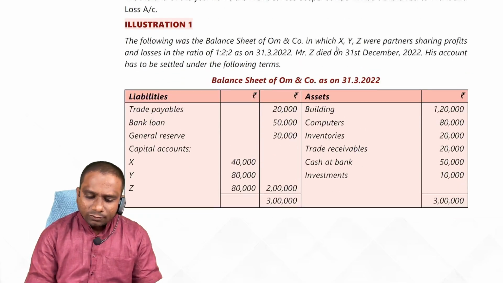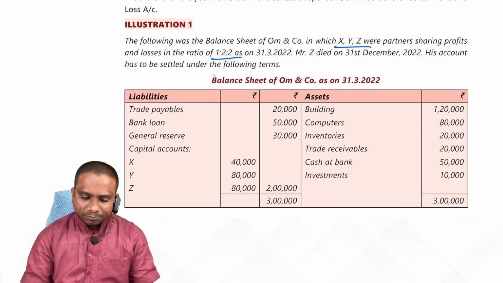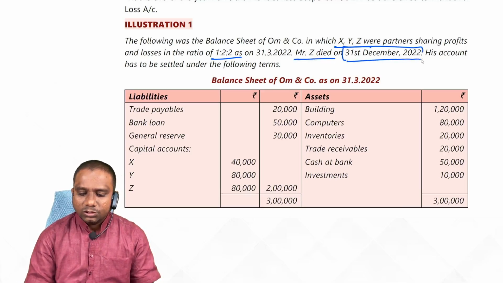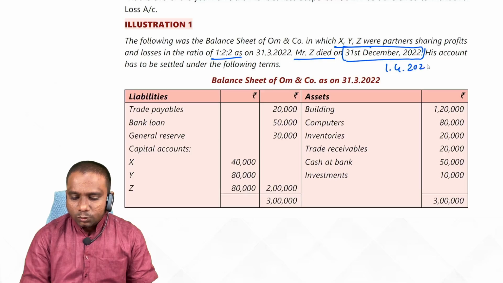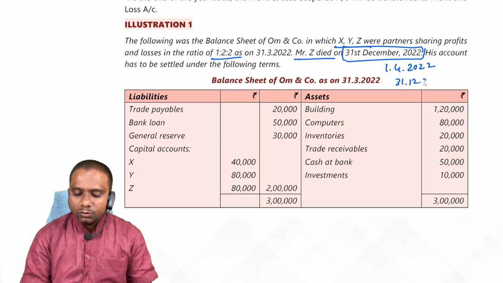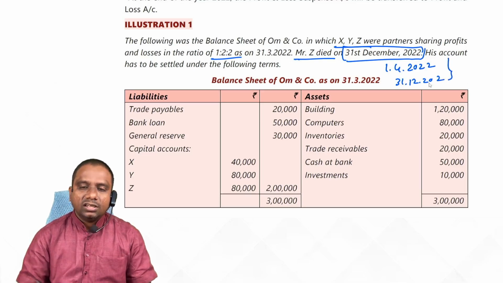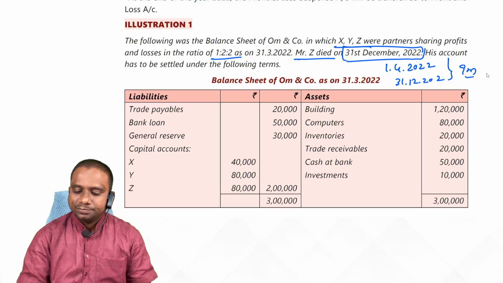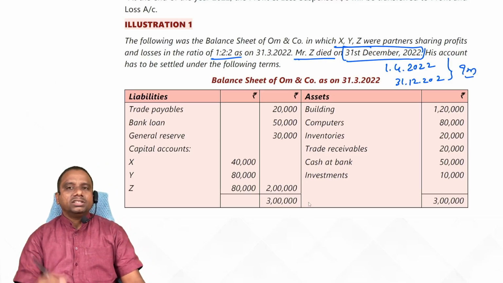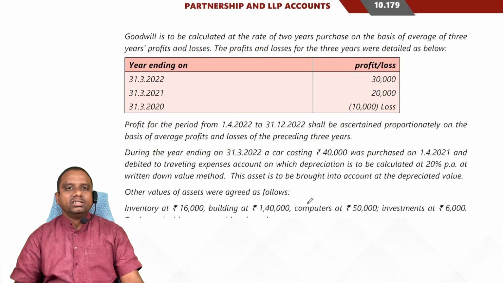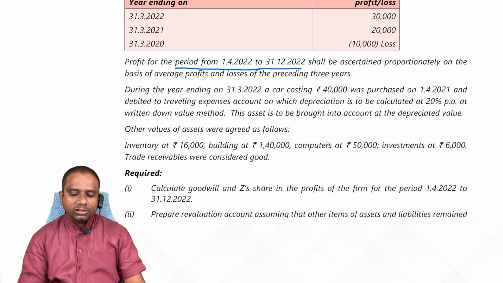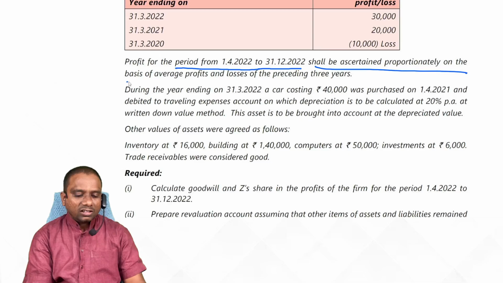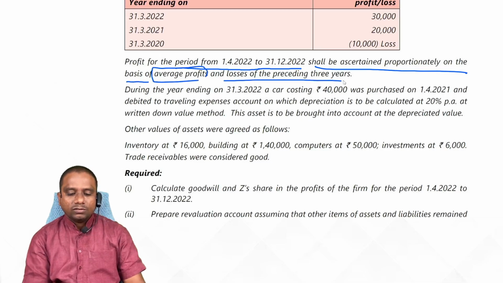The following was the balance sheet of XYZ, profit sharing ratio 1 is to 1 is to 1. Z died on 31st December 2022. What is the opening date of books of accounts? 1st April 2022. He died on 31st December 2022. How many months is he alive in the business? For 9 months. Now, whatever profit earned by the business during these 9 months, we have to give share to the executors of Z. For that, what is the calculation? Observe. Profit for the period from 1/4/2022 to 31st December 2022 shall be ascertained proportionately on the basis of average profits and losses of the preceding 3 years.